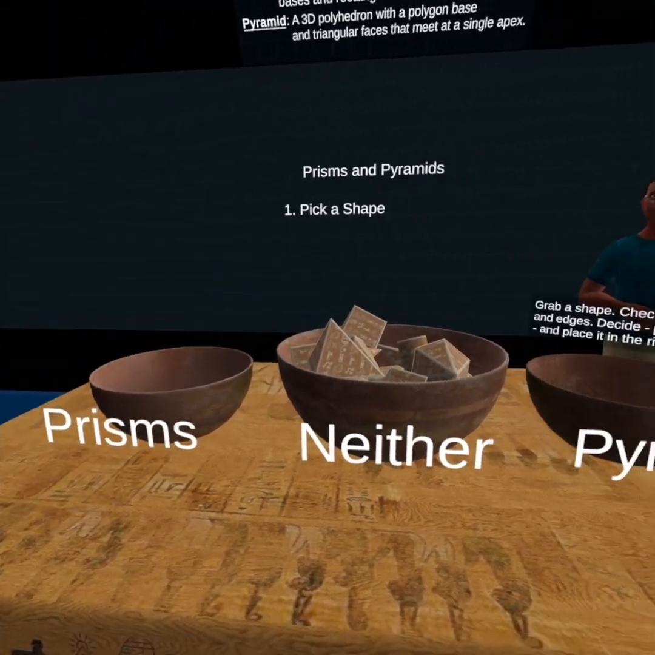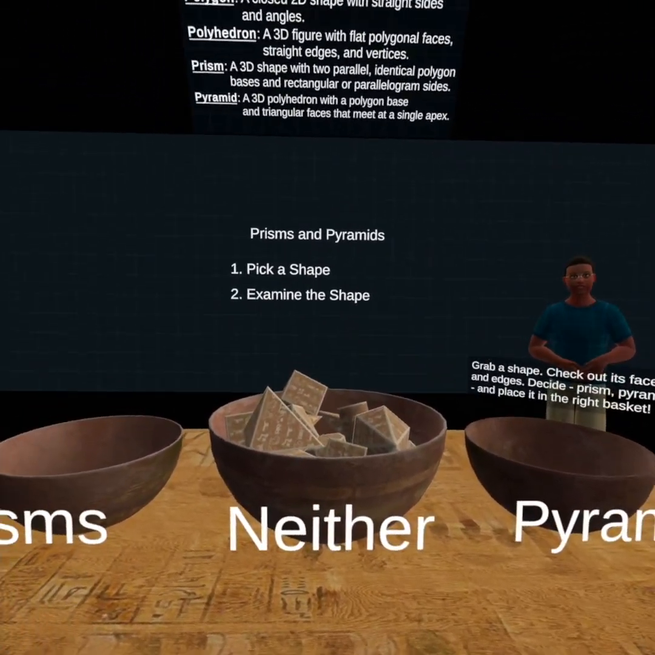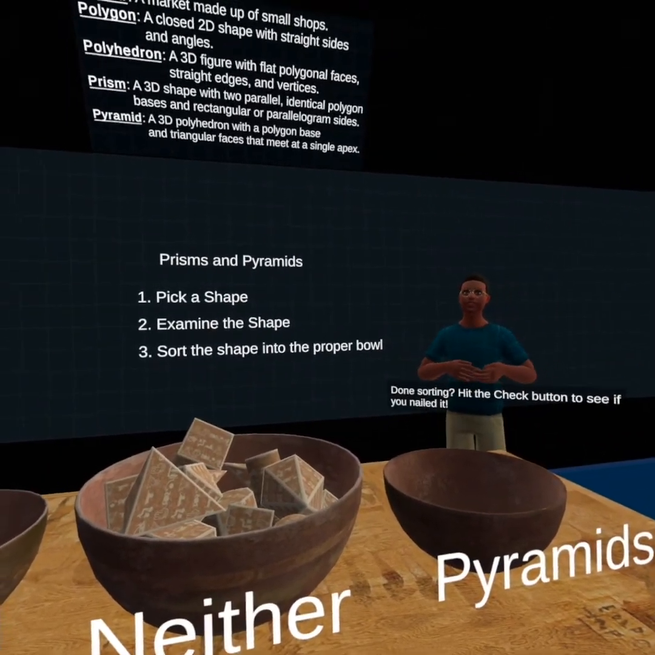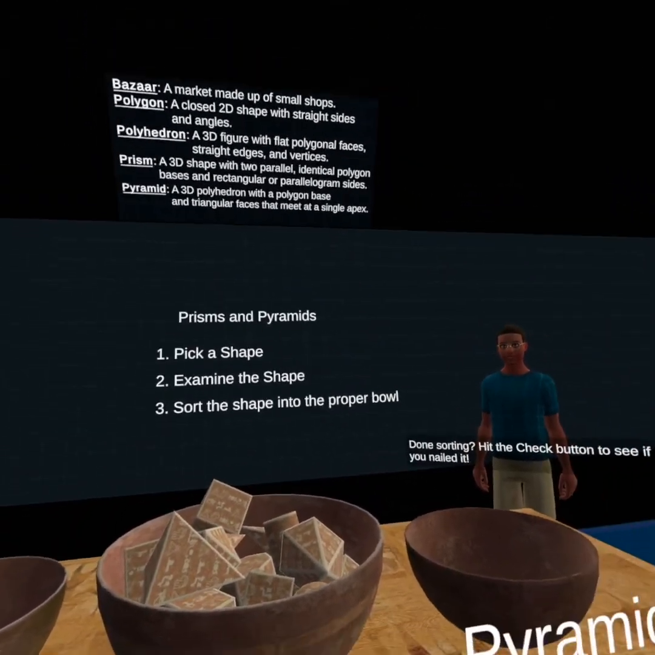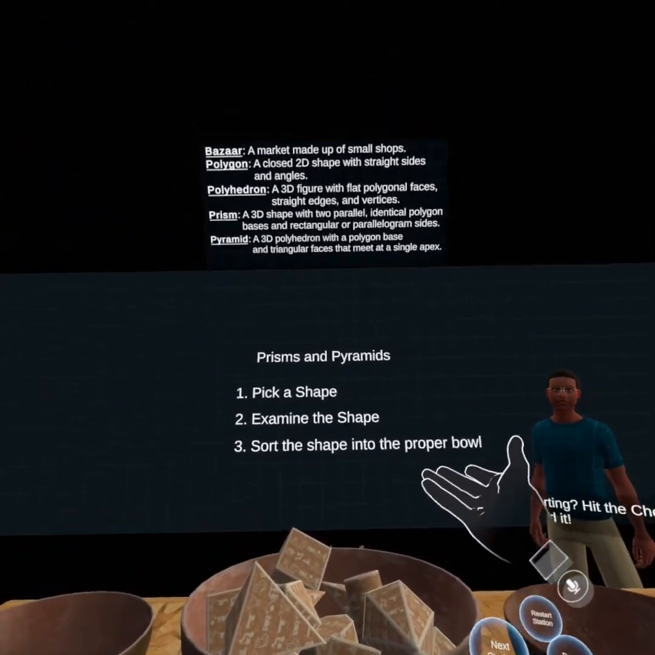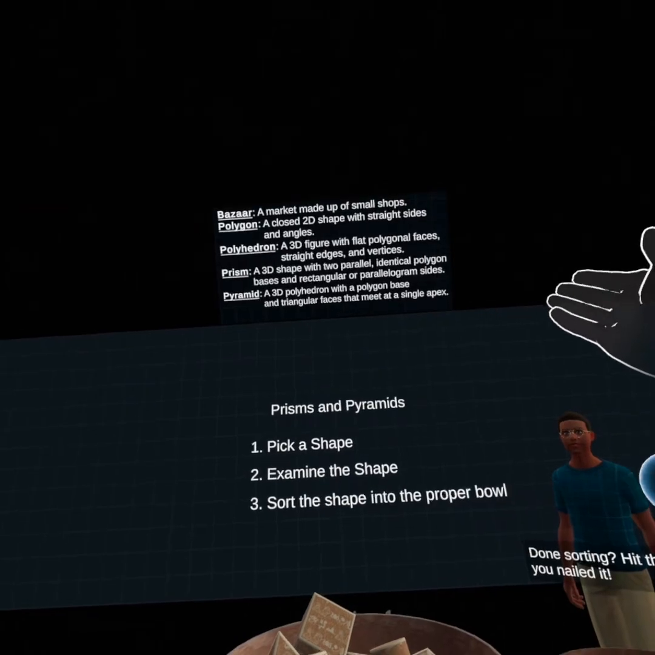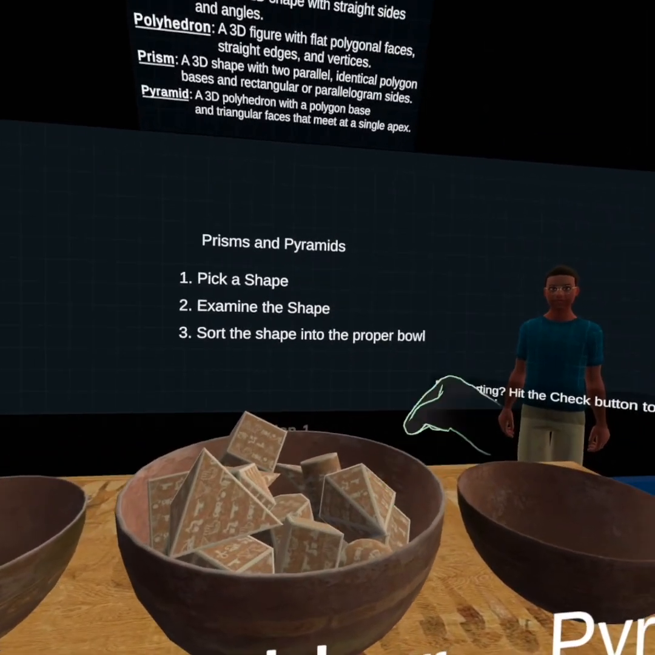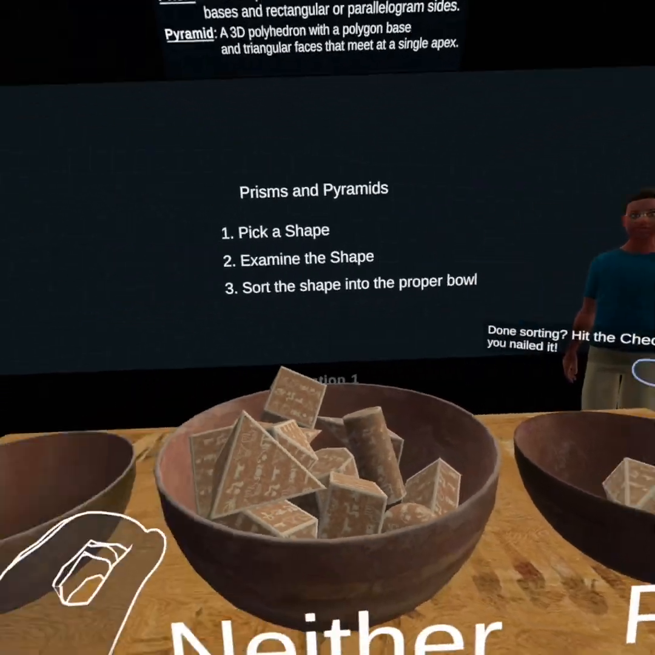Grab a shape, check out its faces, vertices, and edges. Decide prism, pyramid, or none, and place it in the right basket. Done sorting? Hit the check button to see if you nailed it. You can see here, Watson has given us the instructions. They're also on the board for easy reference by students. And then our quick reference board holds important definitions that students may need in the station, or other information. So let's go ahead and get started sorting our shapes.